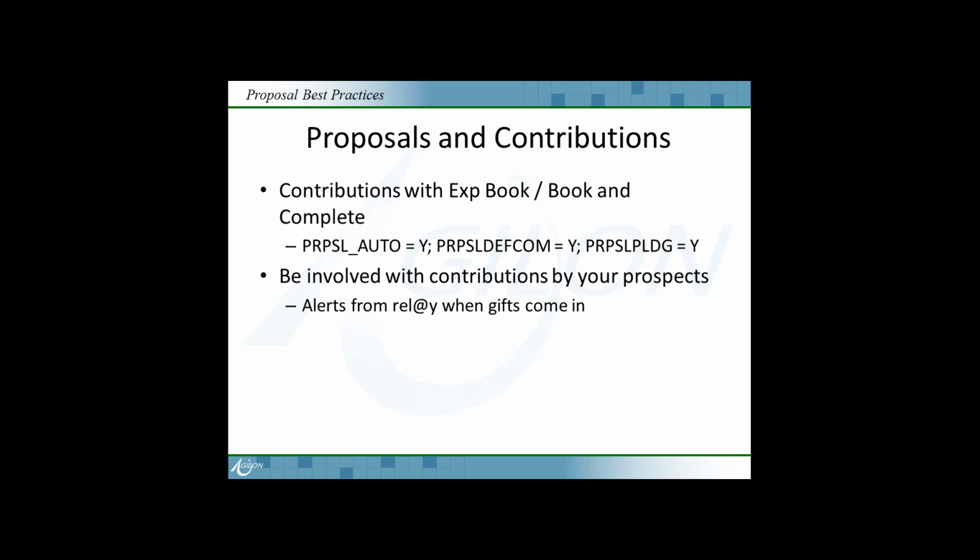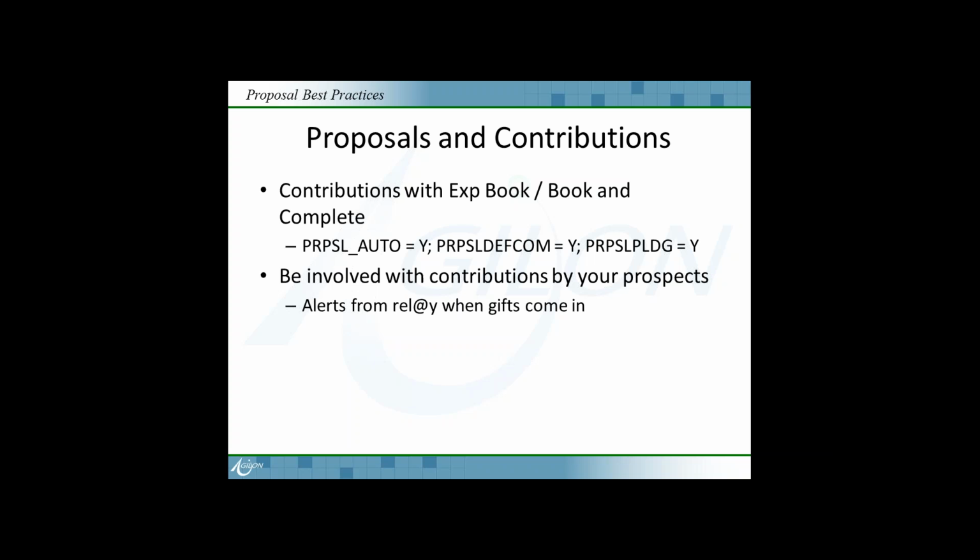So I would suggest a couple of different processes that could be used. If you have Relay, a really nice option would be to receive an alert from Relay when a gift is put in for someone who's assigned to you. Or if we're only concerned about tracking this when we have open proposals, then we could say, send me an alert when a contribution comes in for one of my prospects who has an open proposal, or something like that, to let you know.